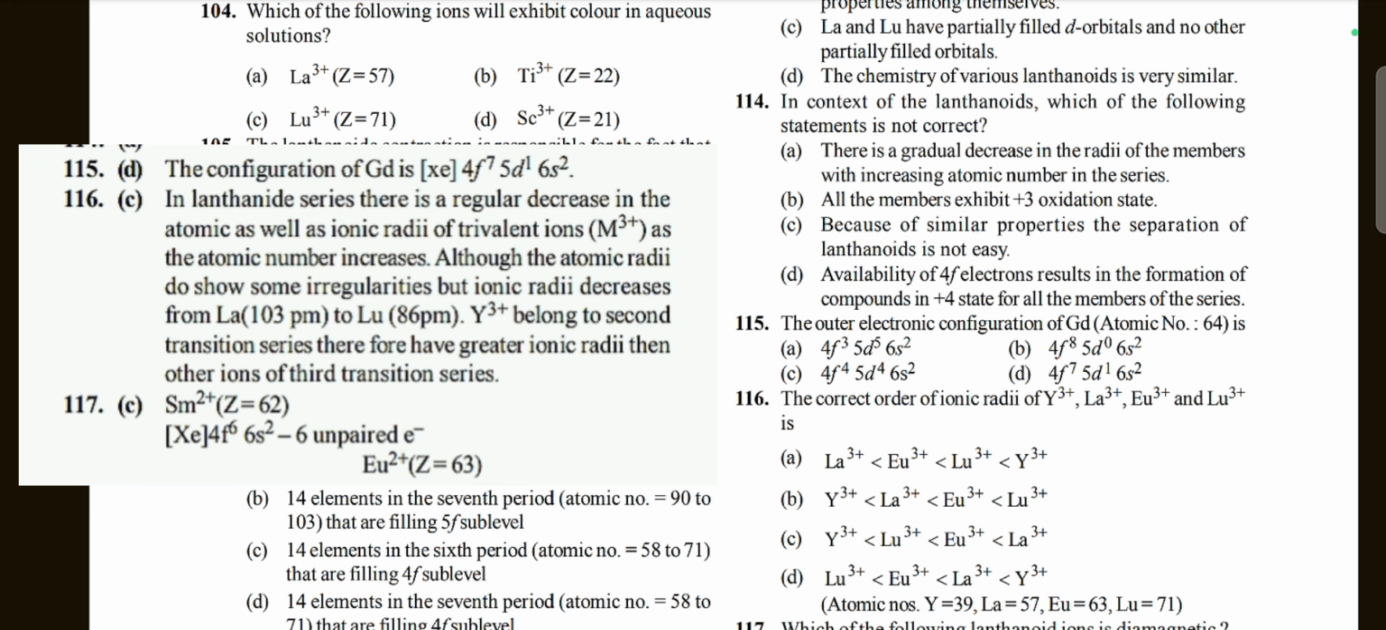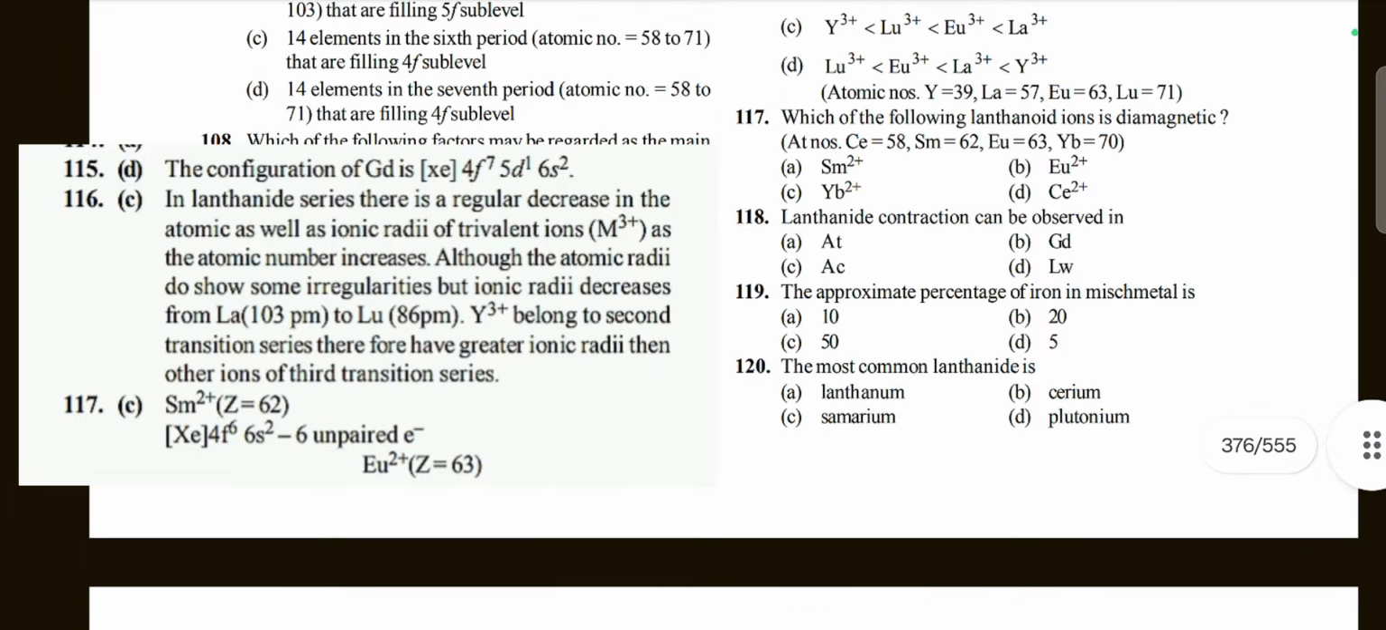The correct order of ionic radii of Y3+, La3+, Eu3+ and Lu3+ is? So it is option C. Y3+ smaller than Lu3+ smaller than Eu3+ smaller than La3+. Option C. Which of the following lanthanoid ions is diamagnetic? So option C.